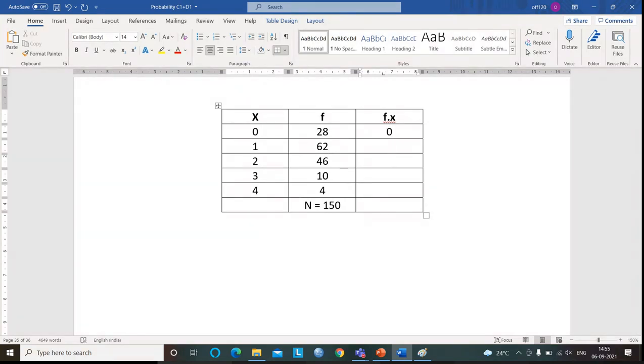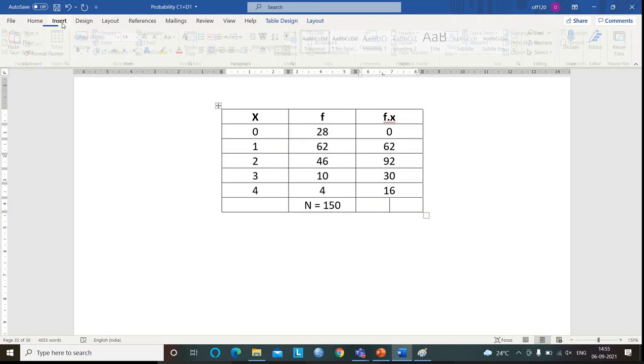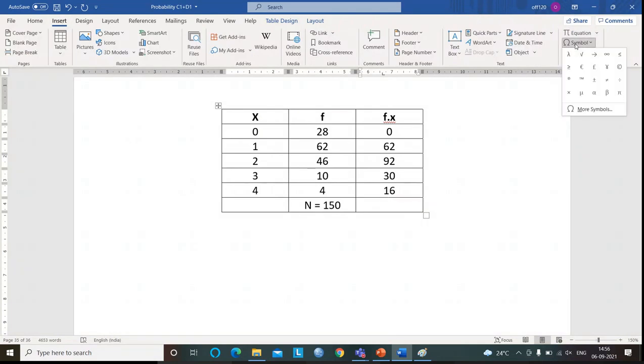0 into 28 is 0. 62 into 1 is 62. Next, 46 into 2 is 92. Next, 10 into 3 is 30. Next, 4 into 4 is 16. So I got the f into x values also. Now by adding this column, what do we get? We get summation f into x.